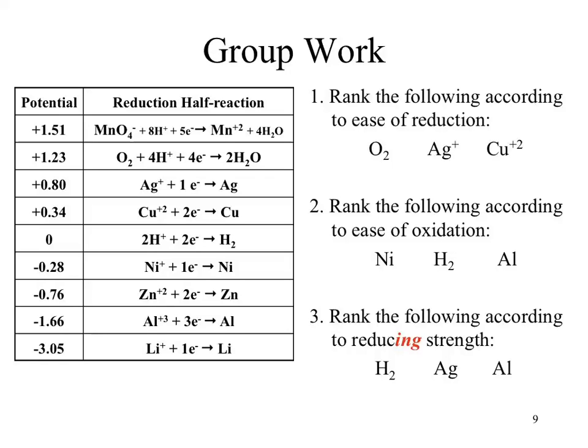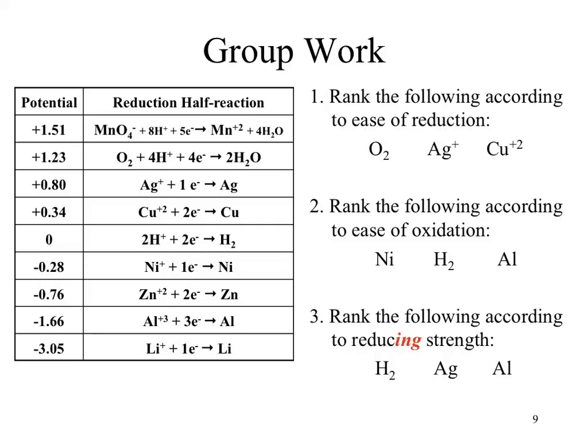Potential. What about 2? Rank the following according to ease of oxidation. We're going to go for, depending on how you want to phrase that, the biggest negative, or the most negative number, is going to be the easiest to oxidize. Why? We're looking at a reduction potential. If we want to look at the oxidation, what do we have to do?